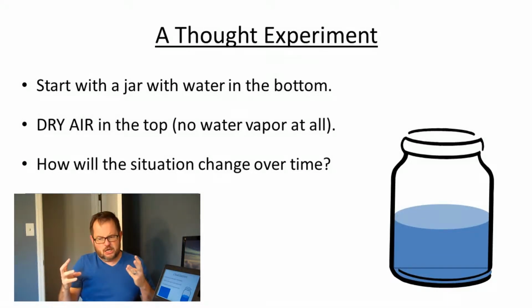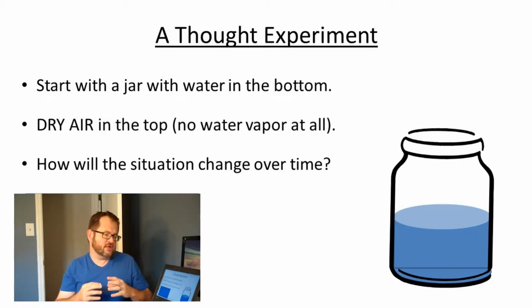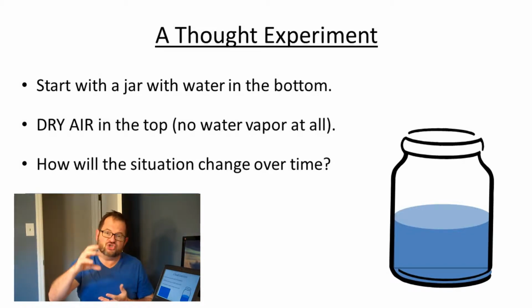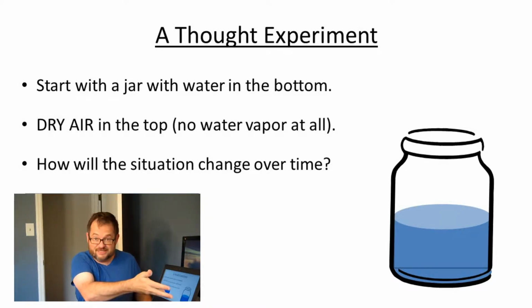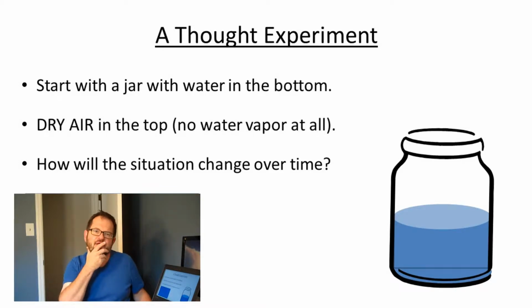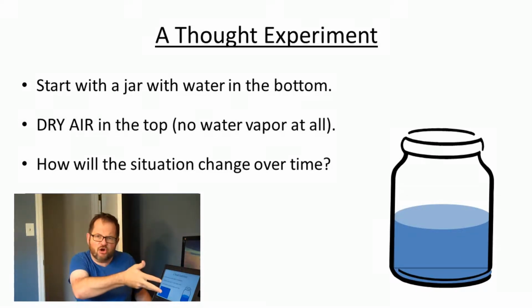Now, start off with the air that is at the top of that jar as being completely dry. There's no water vapor in there. It's still oxygen and carbon dioxide and nitrogen and all that kind of stuff, but no water vapor, at least no water vapor yet. But clearly there's a source of water vapor in here. That's the water that's standing in the bottom of the jar. And the question you could ask yourself then is, how will this situation change with respect to time? We're going to start thinking about what's going to change in that air with respect to time.